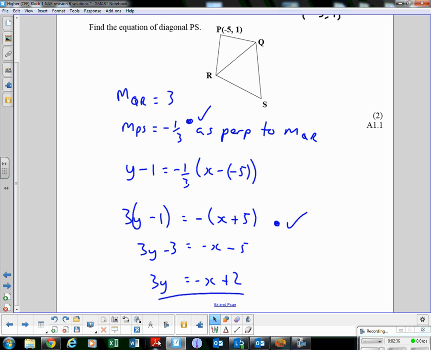Actually, I've put that in the wrong place. There we go. Then cross multiply the 3, or multiply every term by 3. Tidy up into a suitable format. We could have written 3y plus x equals 2 there to make all terms positive. That would have looked more mathematically elegant.